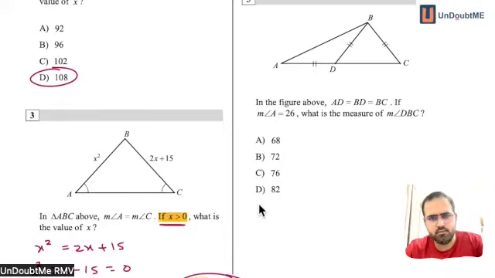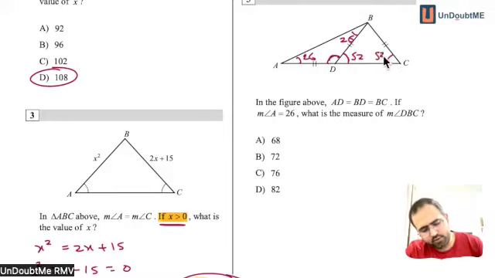Isn't this very similar to the second question? Yeah. This is 26. This is also 26. It'll be 76. 180 minus... I can write this directly as 52. 76 is correct.